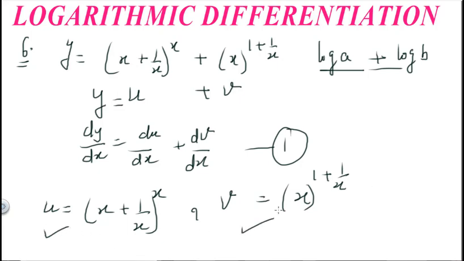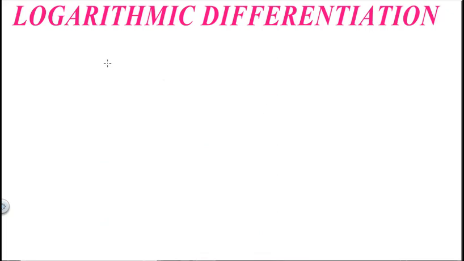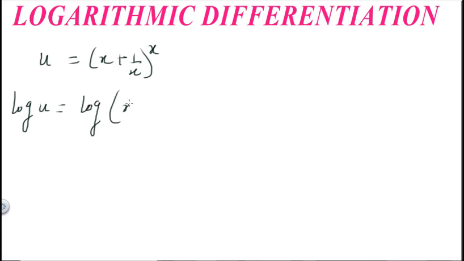v you can solve yourself at home and complete the question. Just for your ease, I am telling you how to write for u. Let us solve u on a separate page. For u, we have been given (x + 1/x)^x. So when we take log on both sides, we get log u equal to log of (x + 1/x)^x. So this power will come in front, as log of a to the power b is b into log of a.